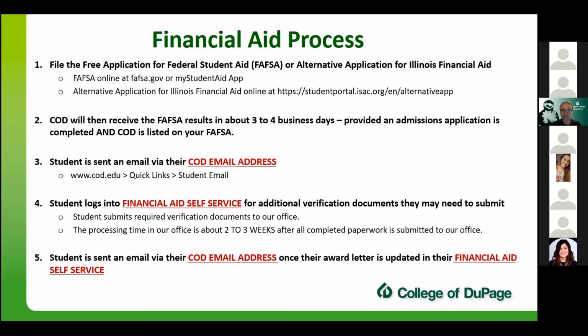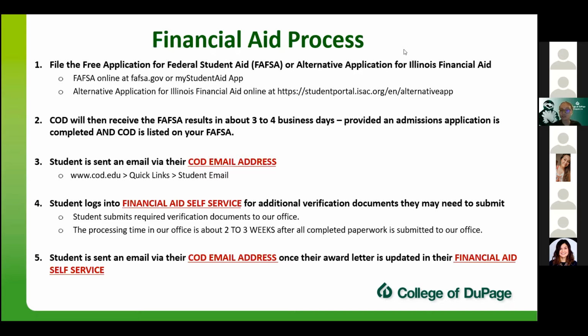After you complete the application, it'll take around 3 to 4 business days for us to receive that in our system. This is provided that you've already completed the admissions process and you've also listed College of DuPage on your application. For both applications, you can list multiple schools. Just make sure that you list College of DuPage in order for us to be able to get your information. And for admissions, we need you to be a student in order for us to also get your information. So just be sure that you complete those steps.